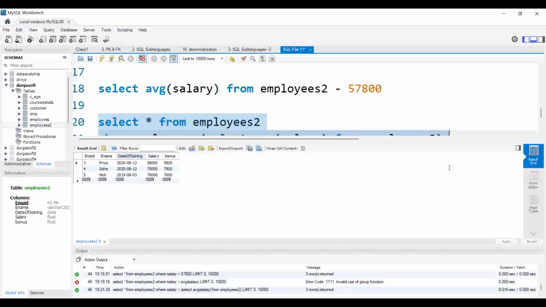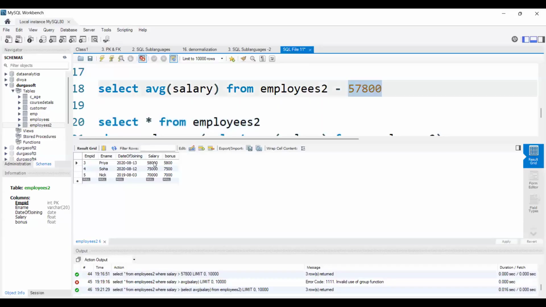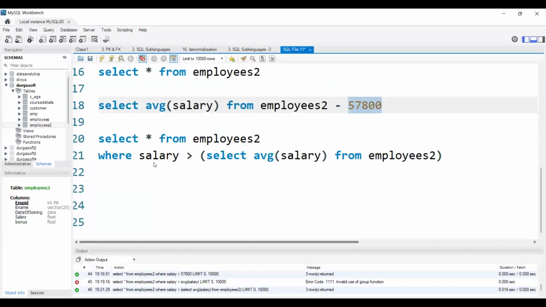See, again I got the data, and this data is greater than 57,800 only, the same output which we got previously. Now, if I write like this, going forward, if my data changes, also no problem, because it will perform the average of the salary. We are not writing hard coded values here. We are writing the queries here. So if some other rows are added, it will first execute this query.